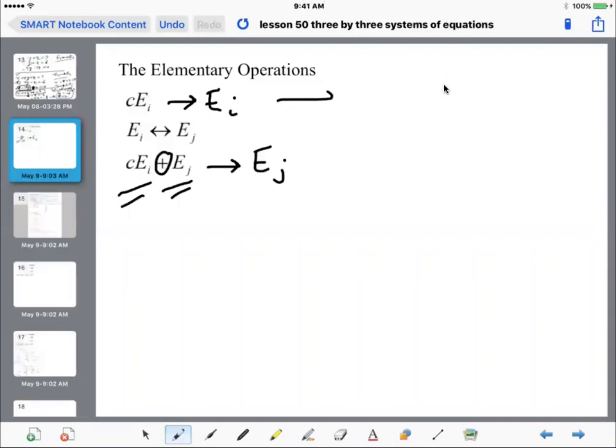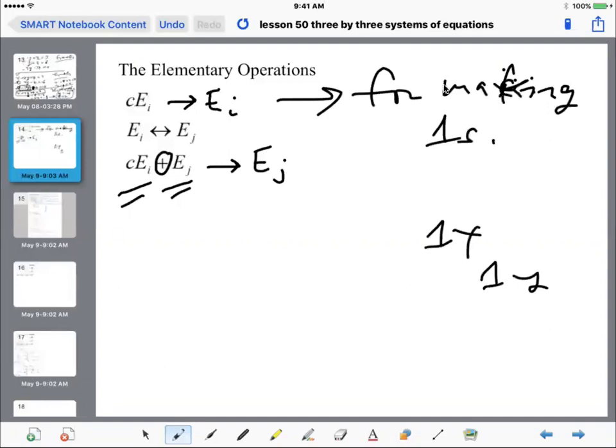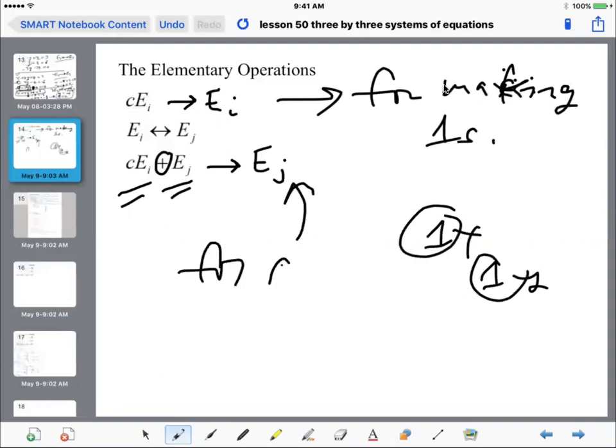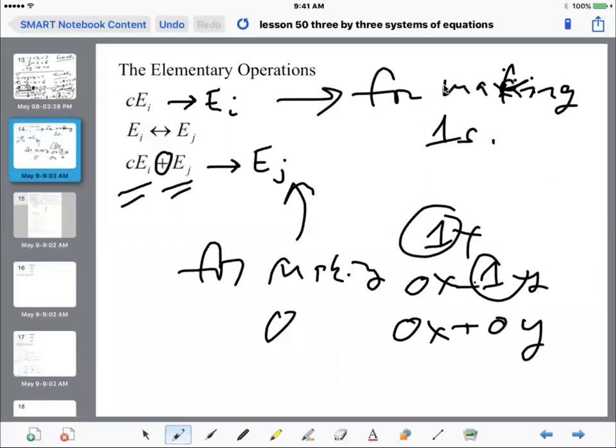This rule is used for making ones. You know, when you want to have like 1x and 1y. This rule is for making zeros. When you want to have that and that and that. And this rule is just to avoid fractions, or if there's a 0 somewhere and you need to turn a 0 into a 1 or something, you can swap that row as needed.